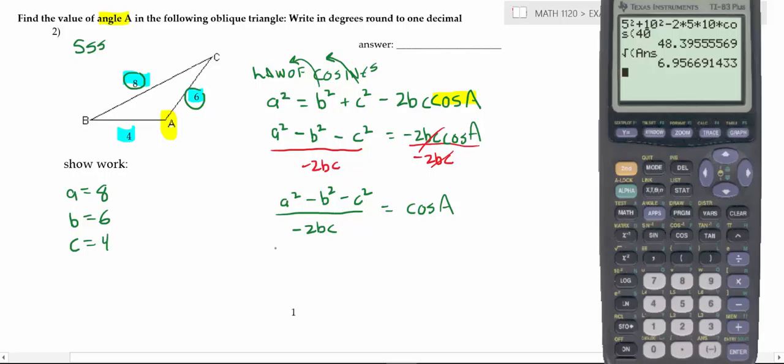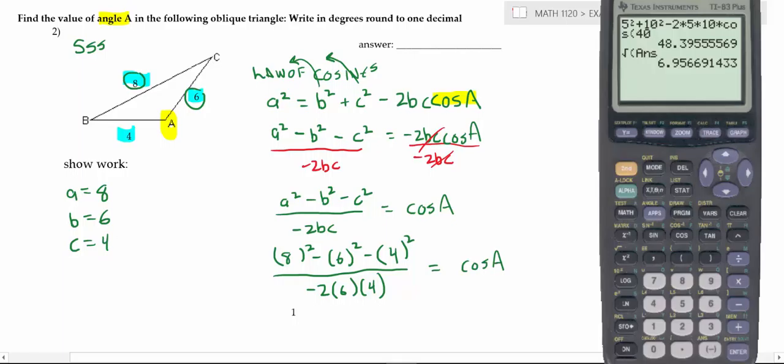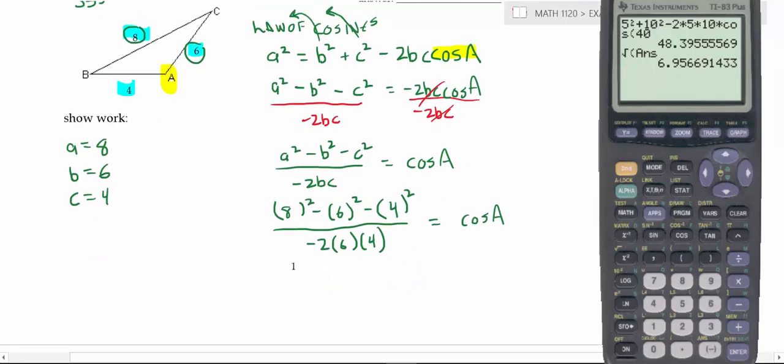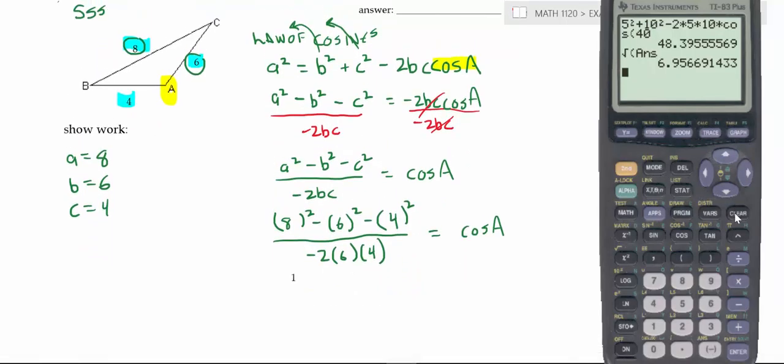So now I can plug everything in. So I've got A is 8. I've got B is 6. C is 4. And then we're going to divide by negative 2 times B times C. And then I'm going to crunch that out on the calculator, and then I'll end up having to, of course, take an inverse cosine of both sides. So I'm going to go ahead and do that now.